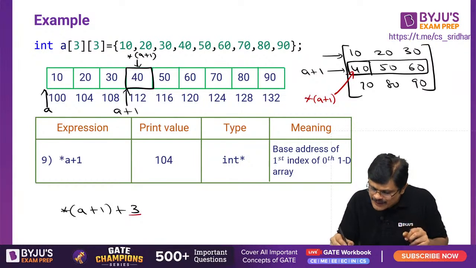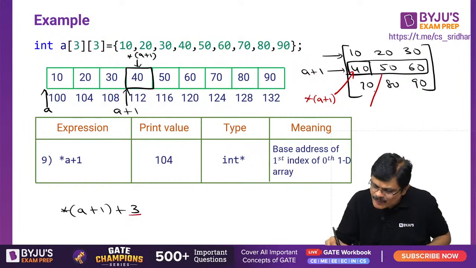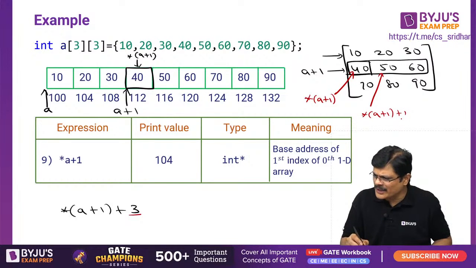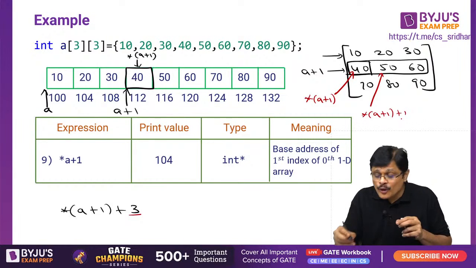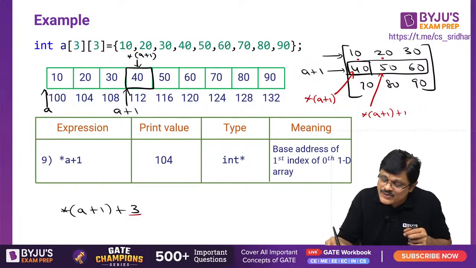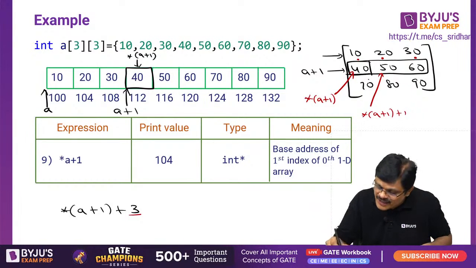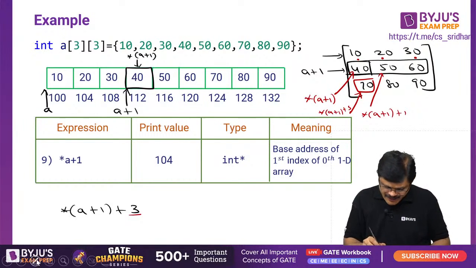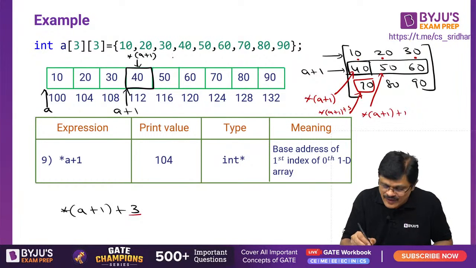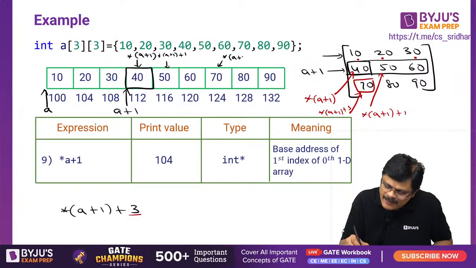See, if you do plus 1, this would be star of A plus 1 plus 1. Correct or not? Star of A plus 1 is this. But I want plus 3. So how many locations do I have to move? This is 0, this is 1, this is 2. Whatever is next is obviously this, and this would be your star of A plus 1 plus 3. Even here you can do it. This is star of A plus 1, this is star of A plus 1 plus 1, and this is plus 2. And this is your star of A plus 1 plus 3.